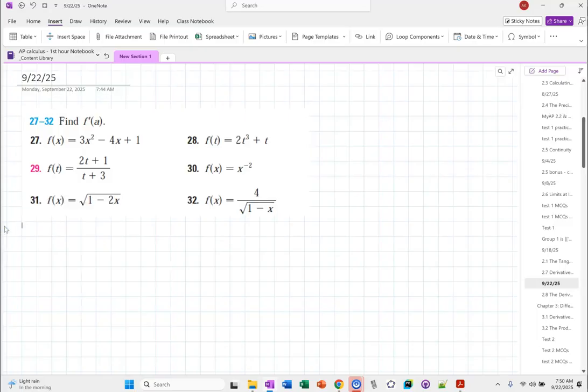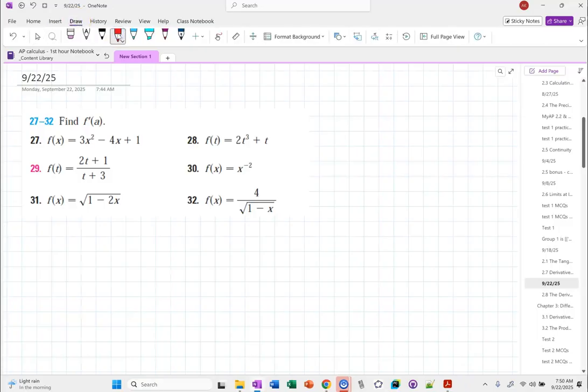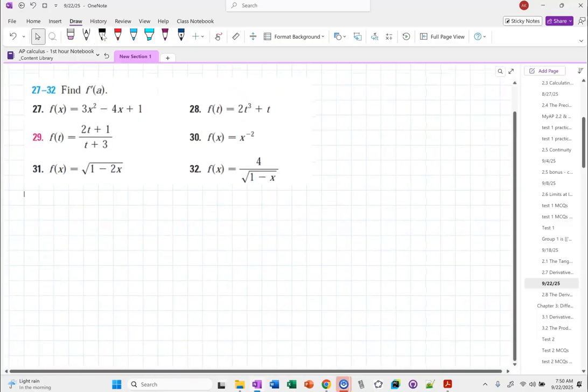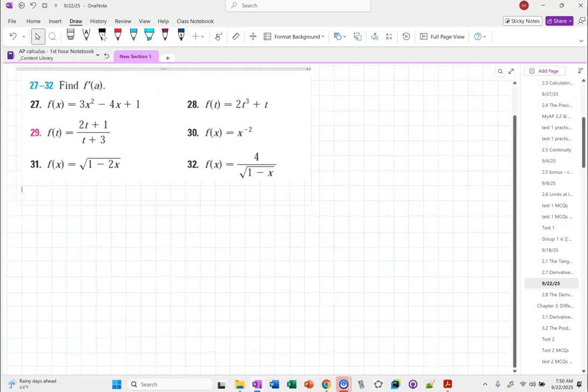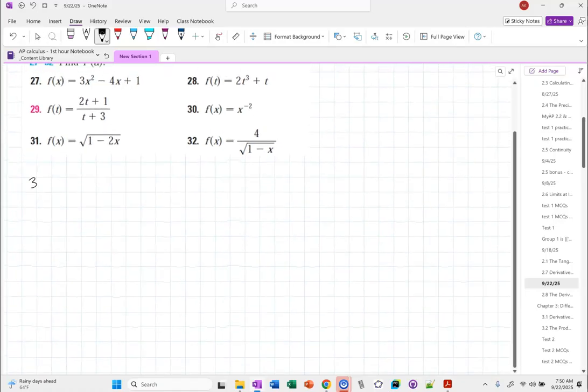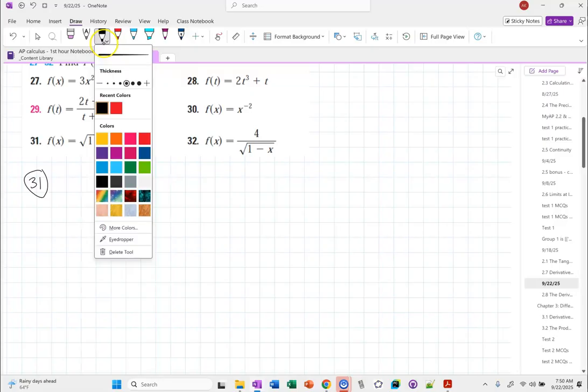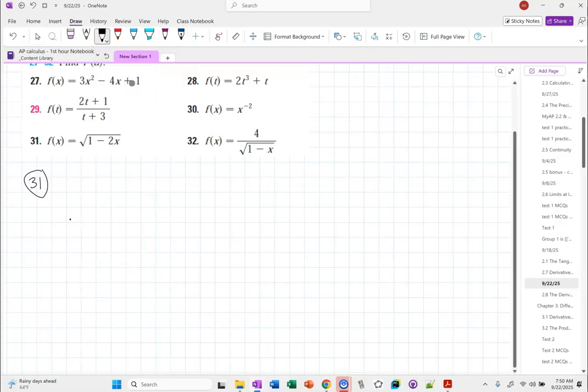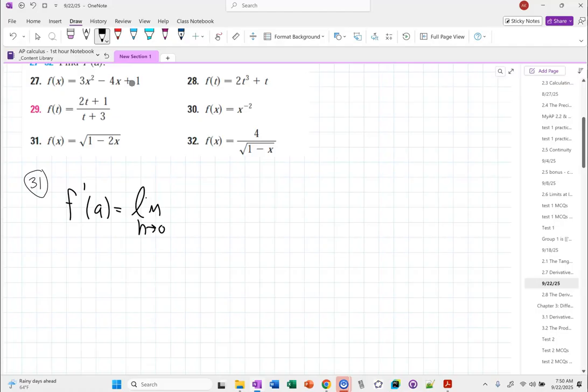Alrighty. So let's grab a couple of these. Does anyone have a specific one from here that they want to see? Aaron? 31. 31? Sure. And again, if you're like, oh, I want to see a different one, there's time for more than one. So start with our definition of a limit.